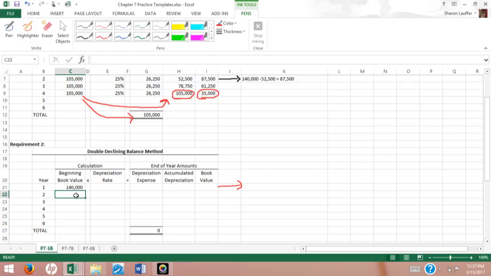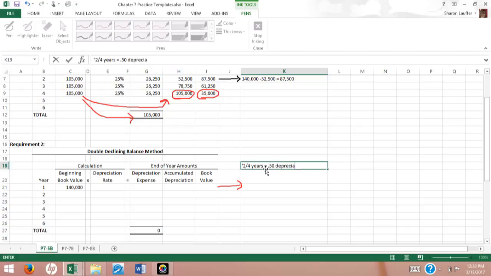So we're going to start with our beginning book value, and then we're going to put in our depreciation rate. Our depreciation rate, because this is double declining balance, our life is 4 years. So let me just kind of put this over here. So our depreciation rate is double, so 2 times. We're going to take into consideration that we're going to spread it over 4 years. And that gives us a 0.5 depreciation rate per year.